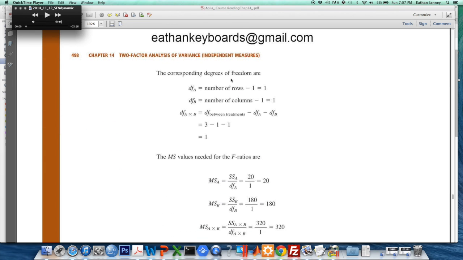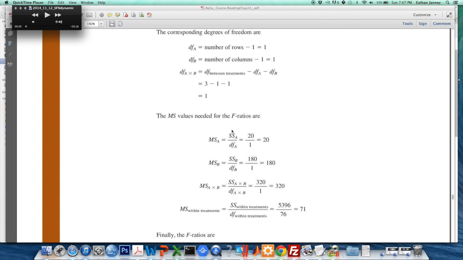Finally, we need to find the corresponding degrees of freedom. The degrees of freedom for A is the number of rows minus 1. The degrees of freedom for B is the number of columns minus 1. And then finally, the degrees of freedom of the interaction, notated here as A times B, is the degrees of freedom between treatments minus the degrees of freedom A minus the degrees of freedom B. Well, in other words, 3 minus 1 equals 1.